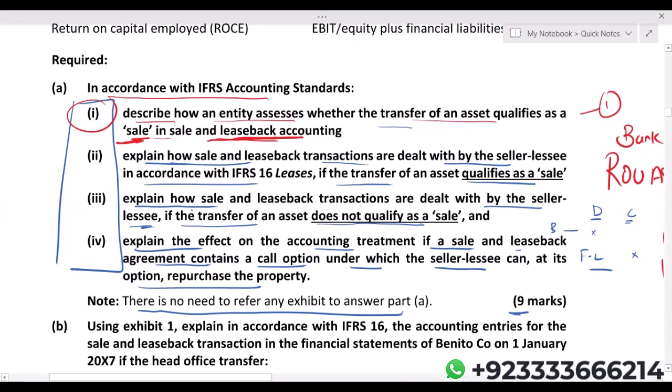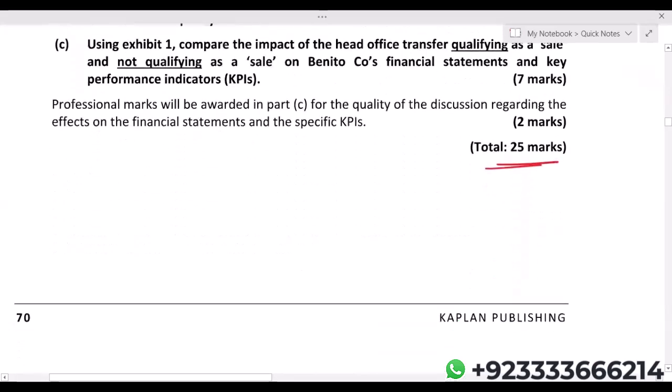Third point is explain how sale and leaseback transactions are dealt with by the seller lessee if the transfer of asset does not qualify as a sale. So for the explanation of point number 3 and point number 4, the same accounting applies. When the transfer of asset is not qualifying as a sale, then whatever consideration you have received is debited, but the financial liability will be credited. So let's see quickly.